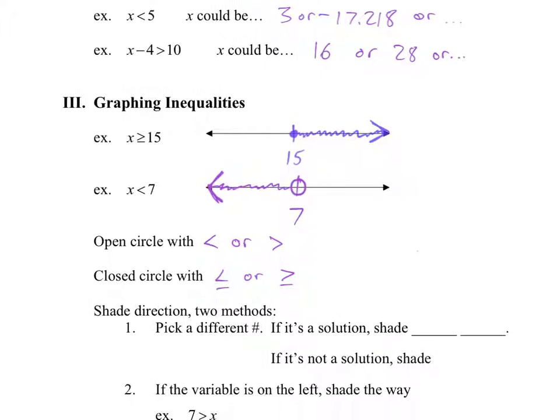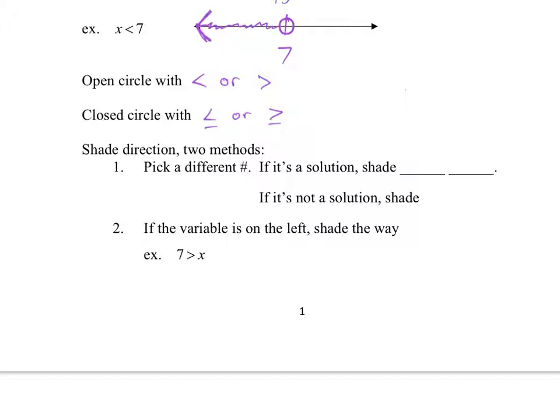Then for shade direction, a lot of times people just kind of know the answer, but if you don't, here's a couple ways you could figure out what it is. So first thing, pick a different number. Say we have x is less than 7. Pick any number but 7, like 14. So 14 is going to be somewhere on the right. Then you say, well, is 14 less than 7? No. So that's the second line: if it's not a solution, shade the other way.